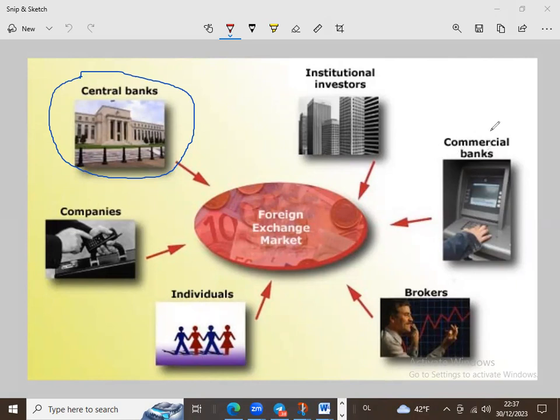The next participants we are going to mention are the commercial banks. Commercial banks or other banks are very active in the foreign exchange market, and sometimes the banks themselves trade. They are also sometimes referred to as market makers because they provide liquidity for the foreign exchange market. So these banks are somehow market makers at certain levels because they provide liquidity.